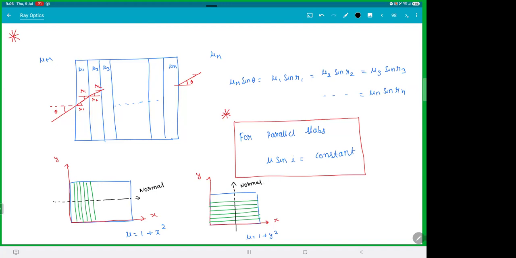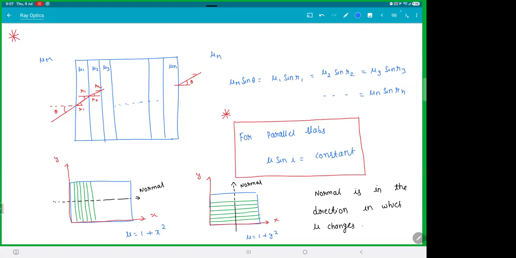So yeah, useful one. When you say the normal at an interface, it is in the direction in which the mu changes. If mu changes in x, then the x-axis is the normal. All clear with this? Any doubts on this?